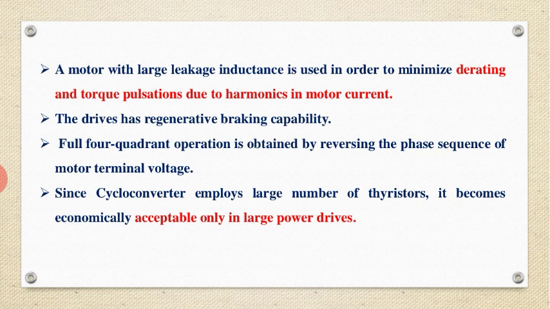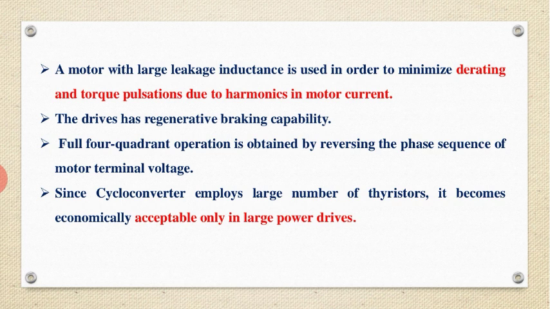Very important point, please note it: in the cycloconverter, the drive has regenerative braking capability and 4-quadrant operation. The 4-quadrant operation is obtained by reversing the phase sequence of the motor terminal voltage. These are the very important points related to the cycloconverter: one is the regenerative braking capability, and the second is 4-quadrant operation by reversing the phase sequence of motor terminal voltage.